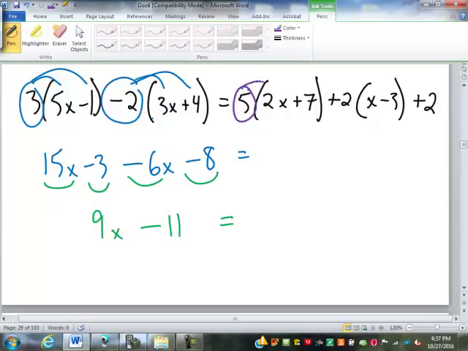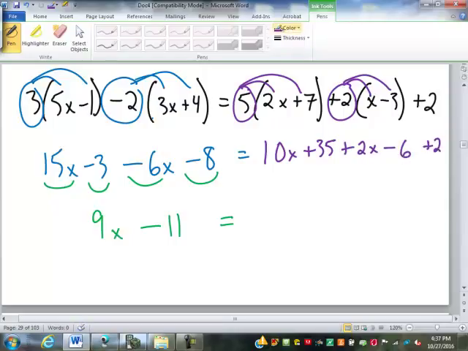Multiply these parentheses by 5, so 5 times 2x plus 7 is 10x plus 35. This parentheses multiplied by 2, so 2 times x minus 3 is 2x minus 6. And we still have the plus 2 on the end. So we'll combine 10x and 2x, make 12x. 35, negative 6, and 2 make 31.